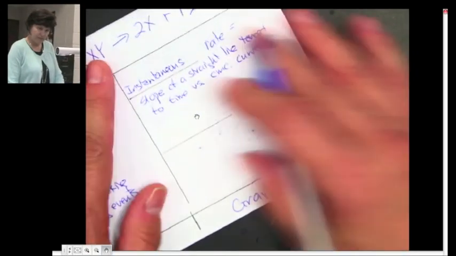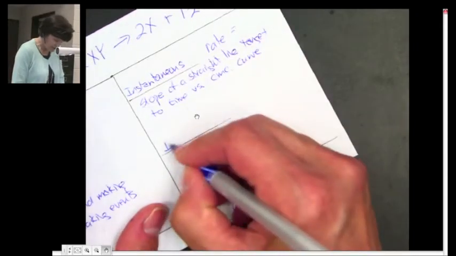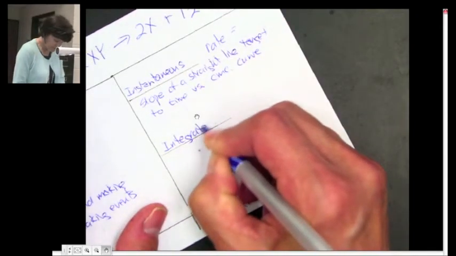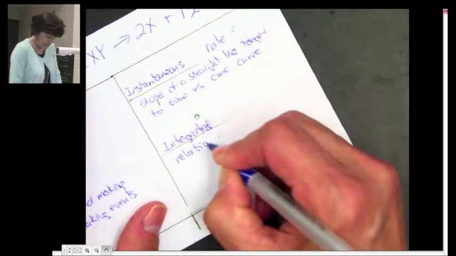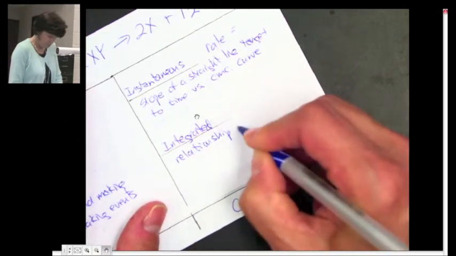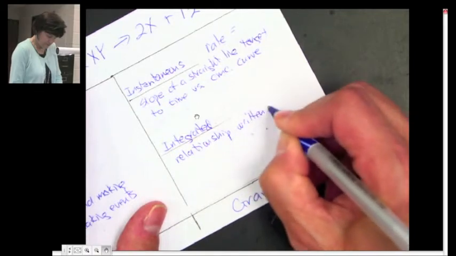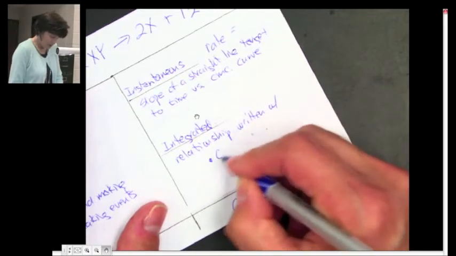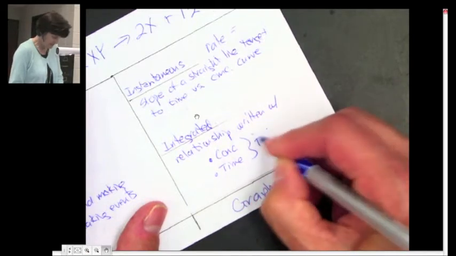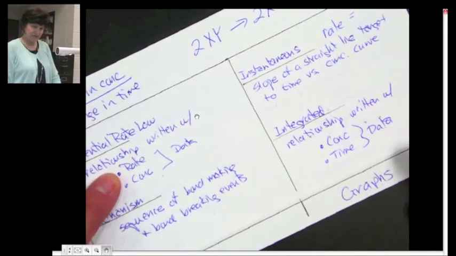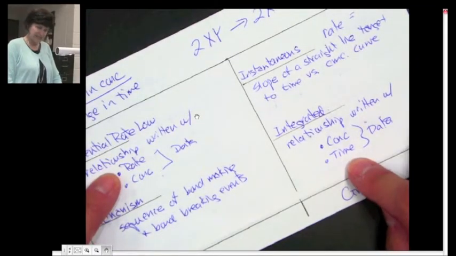So another type of graphing problem solving is the integrated rate law, which is a relationship written with concentration and time data, as opposed to our concentration and rate. For the integrated rate law, we have concentration and time data.